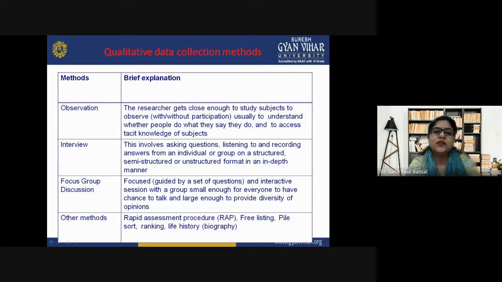Then the next method of qualitative type of research is interview. So this involves asking questions, listening to and recording answers from an individual or group in a structured, semi-structured or unstructured format in an in-depth manner. Then focus group discussion. It deals, students, with a focused, interactive session guided by a set of questions. With a group, a small group can be taken here, enough for everyone to have a chance to talk.